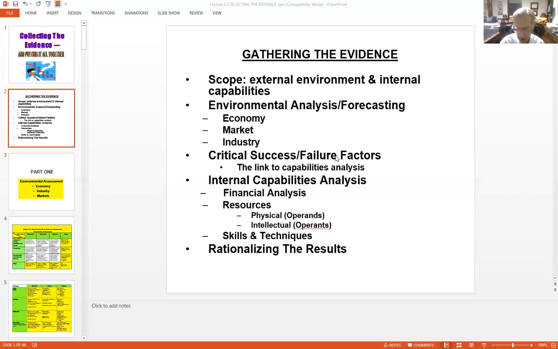At the very end of the second lecture on internal capabilities, I'll also provide you with some techniques to rationalize the results of internal and external analysis by using some matrix and graphic techniques as well as financial analysis. But for right now, we're in part one. If I can get that one up.